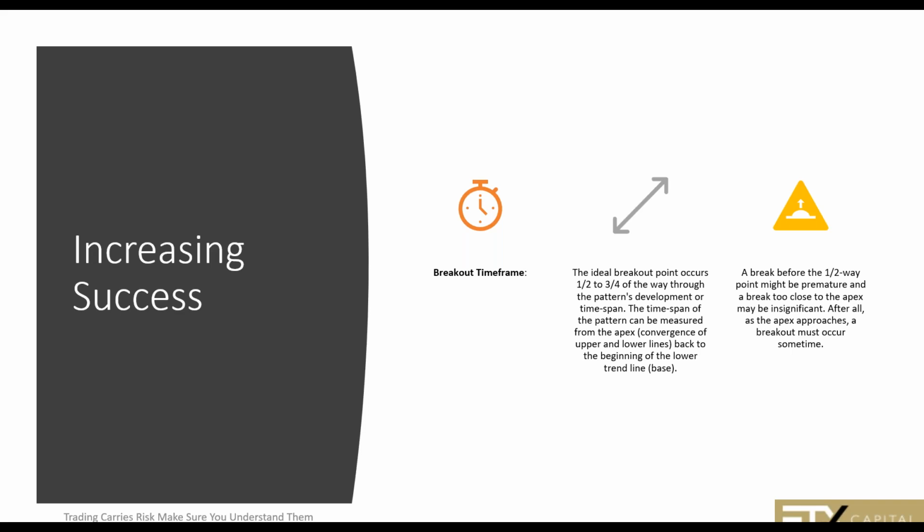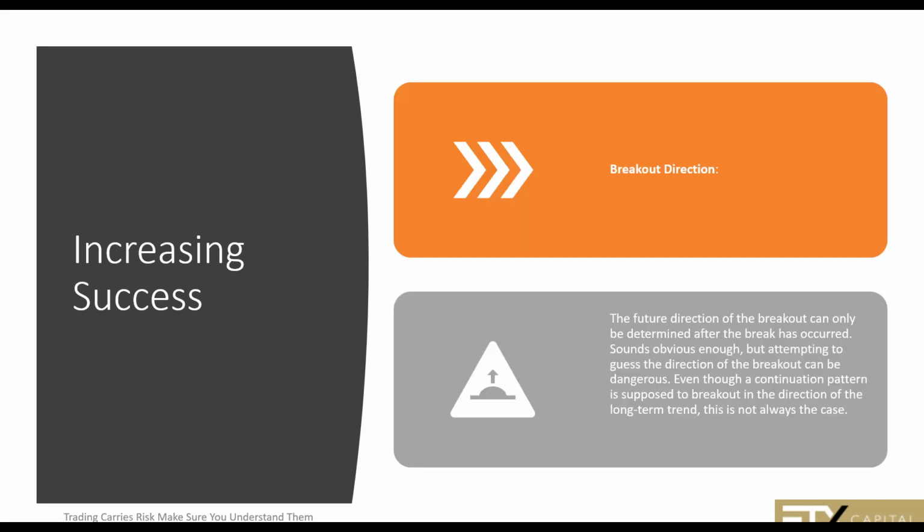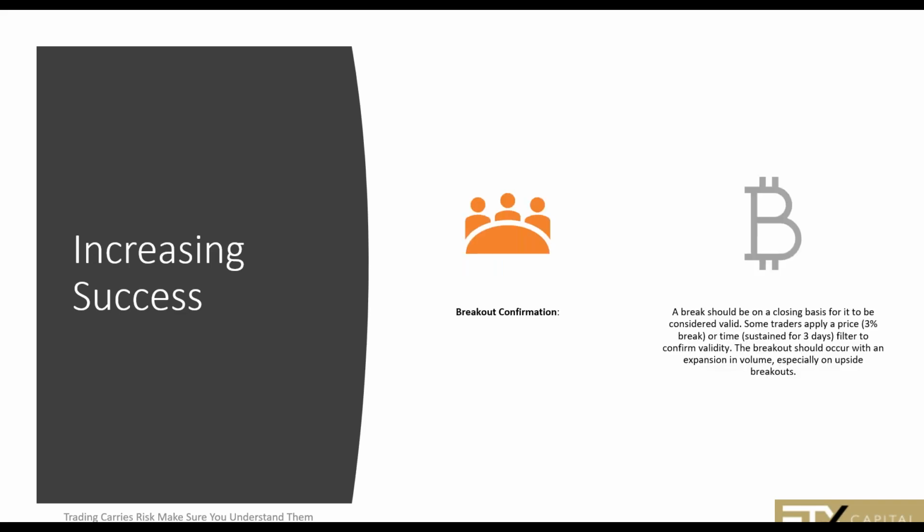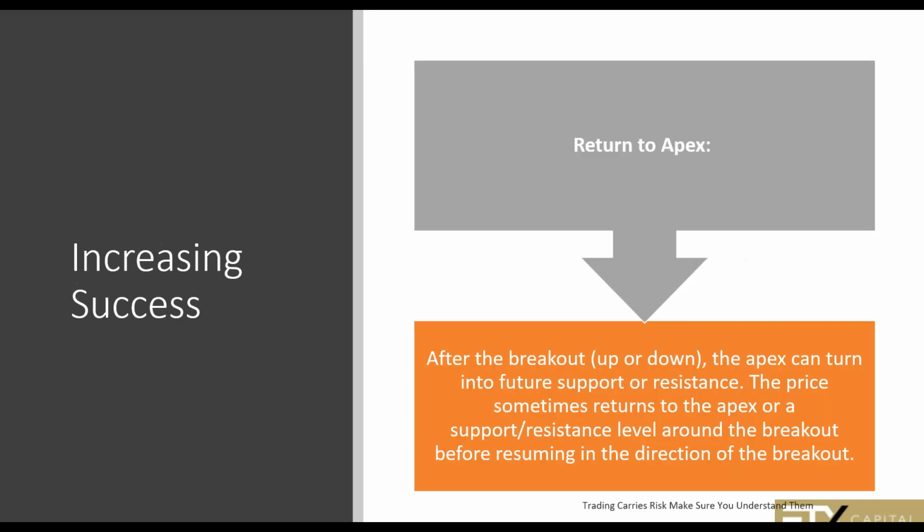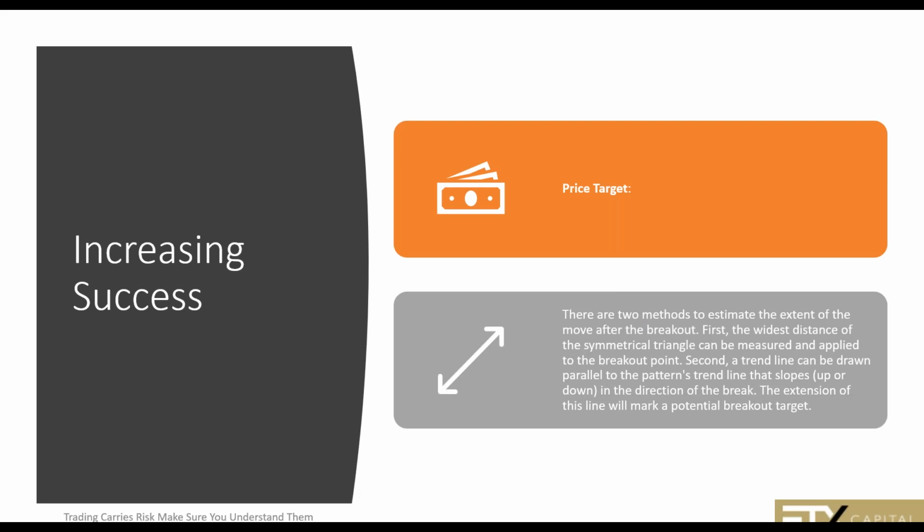Now the thing is the breakout time frame. Like I said, my rule of thumb is 1-hour chart, 3 candles out. But you need something in a shorter time frame to give you the exact entry point, because you're waiting for that third 1-hour candle to form, and we're trading in short-term trades. You have to be kind of careful. But after a breakout up or down, the apex can turn into future support and resistance. The price sometimes returns to the apex or the support and resistance levels around the breakout before resuming in the direction of the breakout.